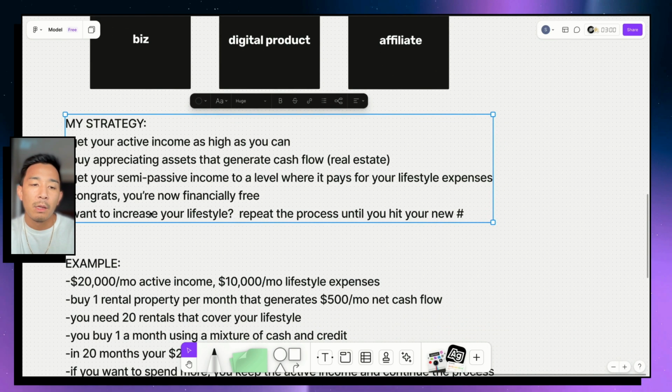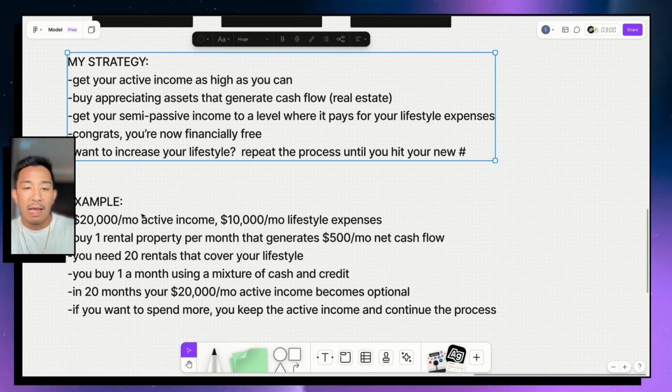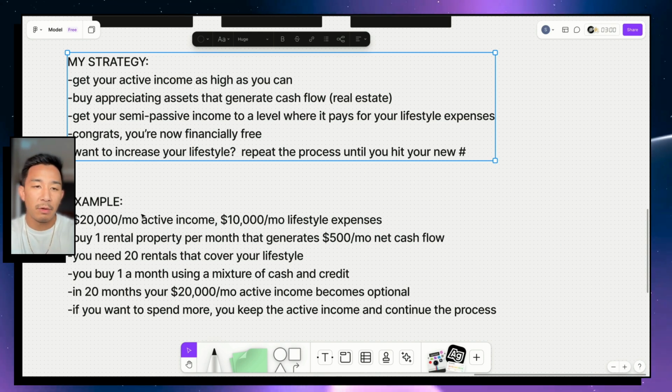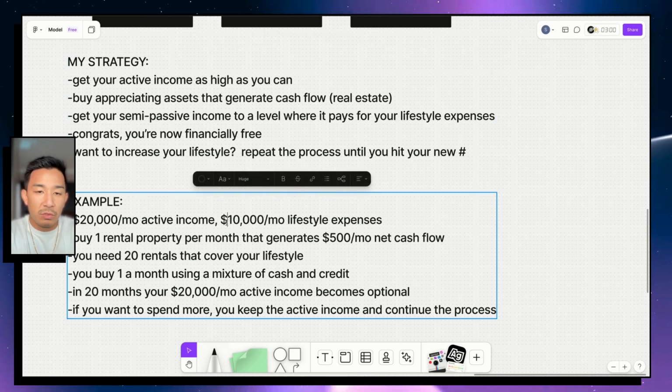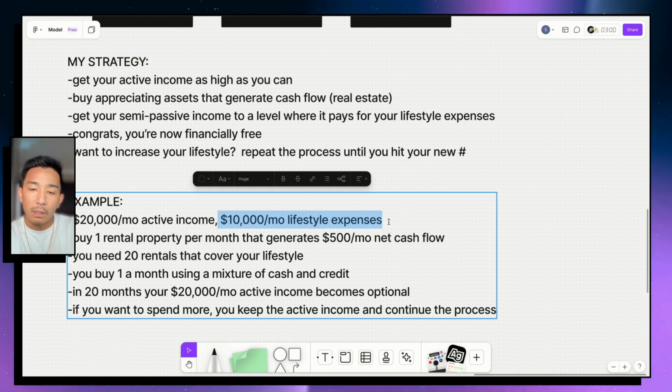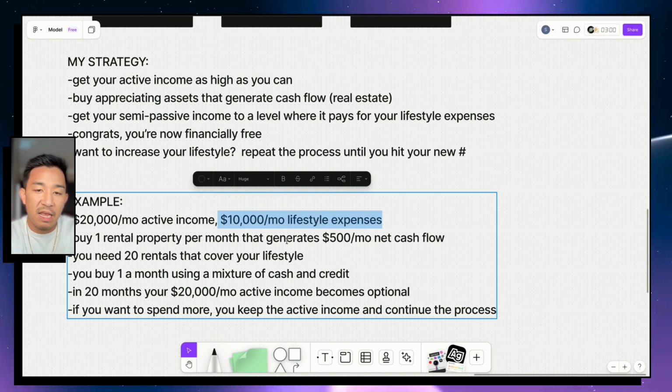So an example, let's just say you have a job, right? You're in tech, you're an engineer or something. You generate $20,000 a month in active income. You have $10,000 a month in lifestyle expenses. So your goal is to buy enough appreciating assets and get the cash flow from your semi-passive income, and maybe passive income sources, up to a level where it's paying this $10,000 a month lifestyle expense.